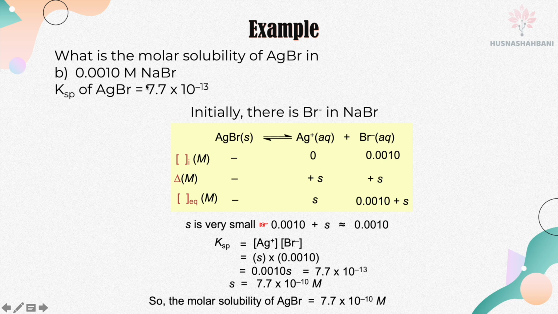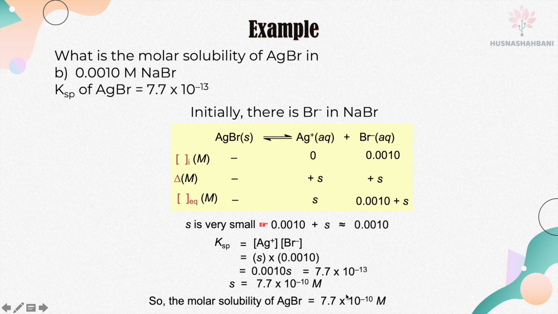Given KSP, we have the value 7.7 times 10 to the power of negative 13. Ag+ is S, Br- is 0.001 plus S. But because KSP is negative 13, we assume S is extremely small. So 0.001 plus S is equal to 0.001. We ignore S because S is very small. So S times 0.001, because our Br- is 0.001, equals 7.7 times 10 to the power of negative 13. We get the molar solubility S in NaBr is 7.7 times 10 to the power of negative 10 molar. This is the molar solubility of AgBr in sodium bromide.